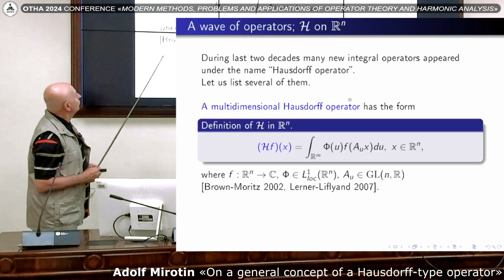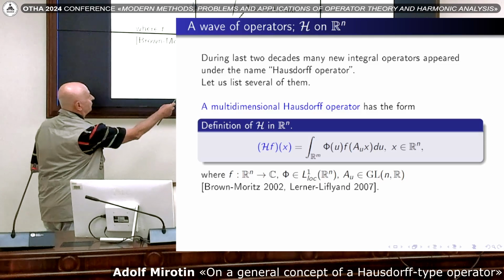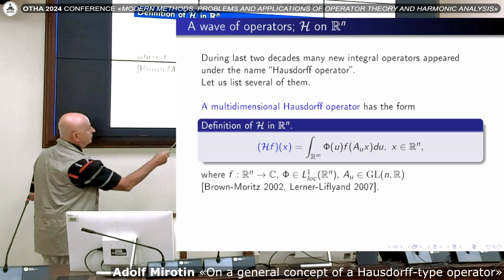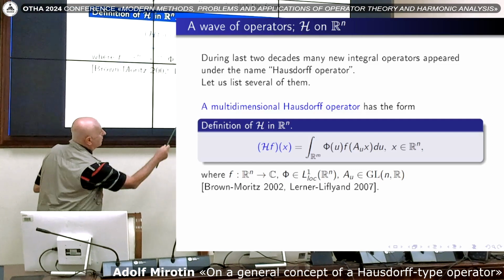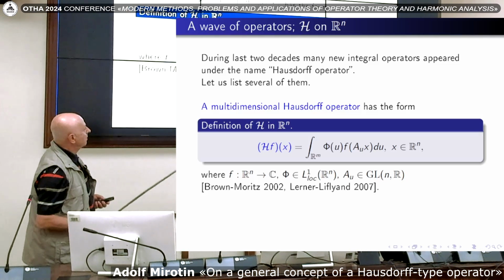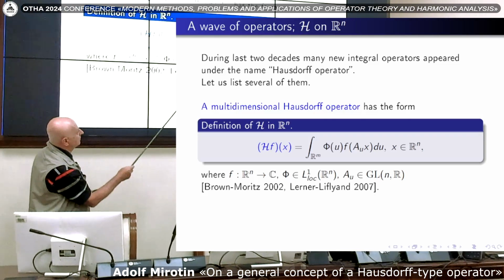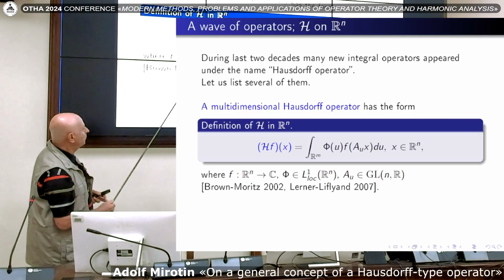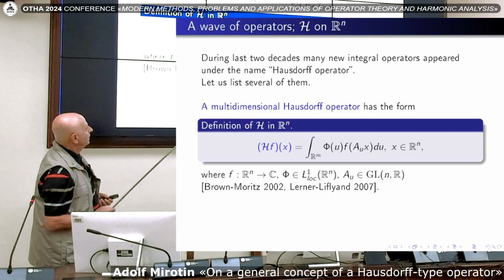The first example is the so-called multidimensional Hausdorff operator, or Hausdorff operator on the Euclidean space. Here, phi is a given locally integrable function, the so-called kernel. du is Lebesgue measure on R^m. x runs over another Euclidean space, R^n. And A(u) is a family of non-singular n by n real matrices. This definition was given by Brown and Móricz in 2002. And the first non-trivial result for this operator is due to Lerner and Liflyand in 2007.